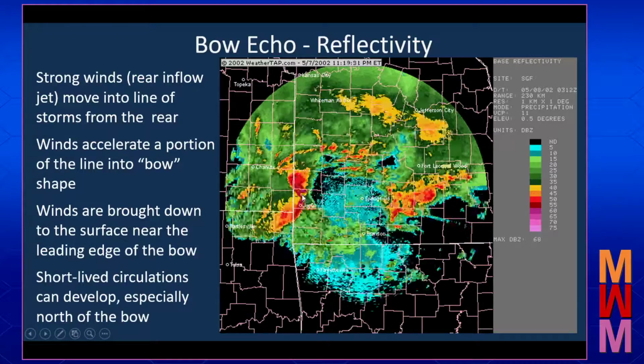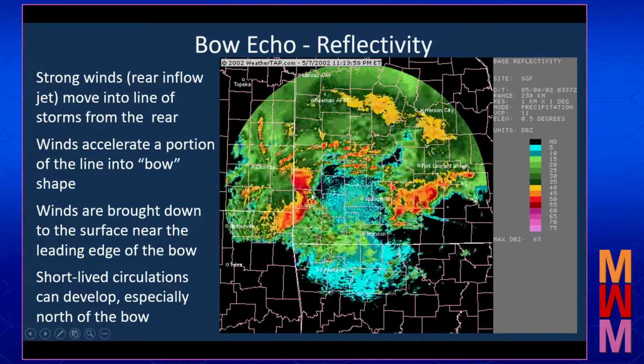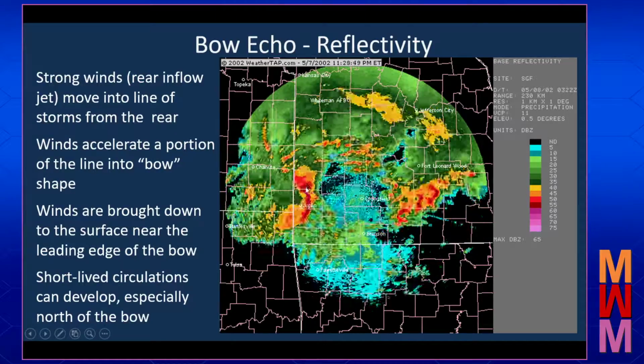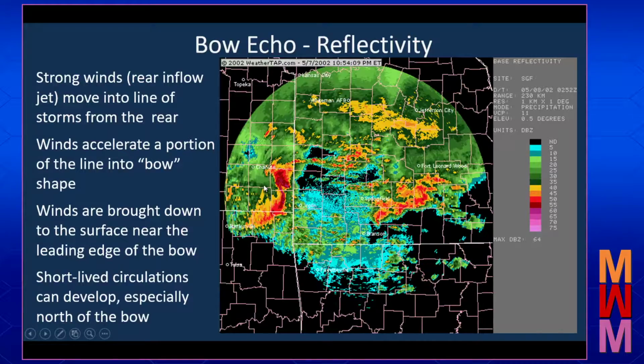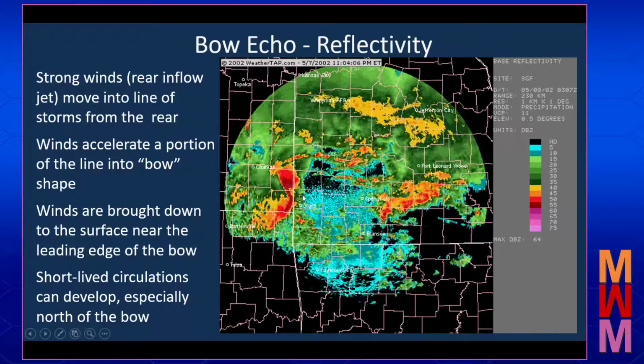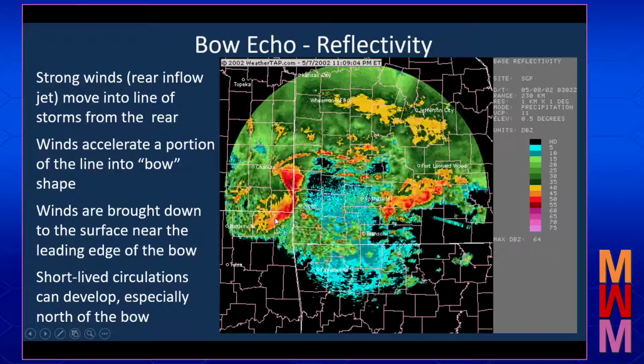We can sometimes get short-lived circulations that will form on the north end of the bow, and these can produce areas of enhanced wind damage or maybe even short-lived tornadoes. But again, the primary threat, the most widespread threat we'll be dealing with a bow echo will be the very strong straight-line winds as those rear inflow jet winds come into the back of the line and get brought down to the ground.